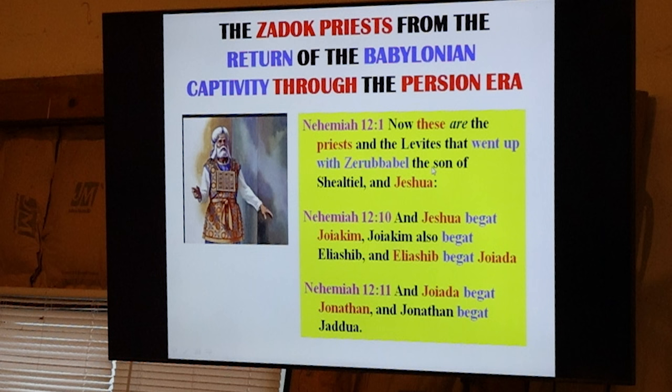So here we have the priest. Here's the first one, Jeshua or Joshua. And then here's the last one, Jadua. All right. So this is during the Persian era. What comes after the Persian era? The Greek era. The Greek era.